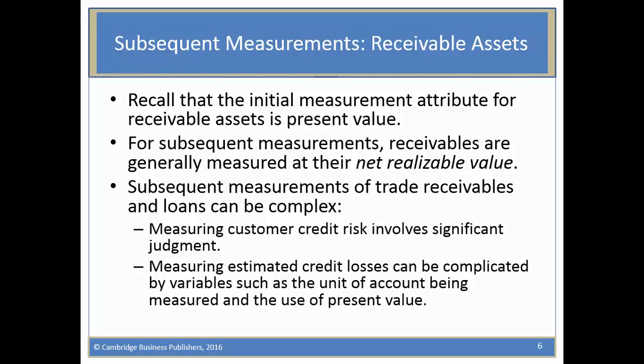Now let's look at subsequent measurements, receivable assets. Recall that the initial measurement attribute for receivable assets is present value. For subsequent measurements, receivables are generally measured at their net realizable value. Subsequent measurements of trade receivables and loans can be complex. Measuring customer credit risk involves significant judgment. Measuring estimated credit losses can be complicated by variables such as the unit of account being measured and the use of present value.